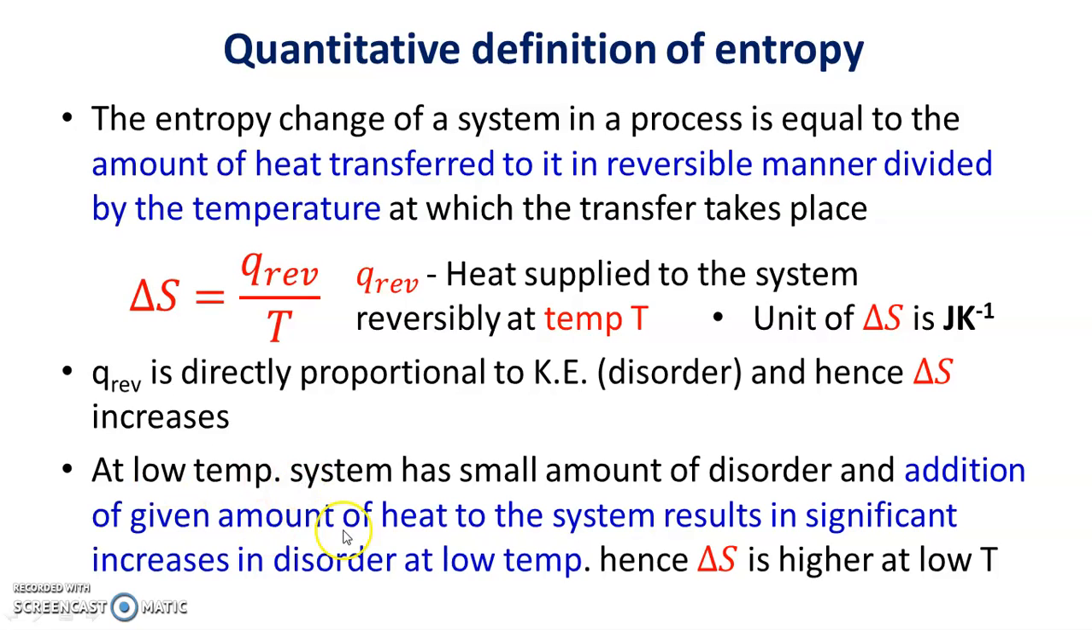In the same manner, at low temperature there is marginal disorder or entropy, and when heat is supplied, there is a substantial increase in entropy at low temperature. On the other hand, at high temperature entropy is already very high, and if heat is supplied to the system, it will of course increase the entropy, but there will be only a marginal change. It is like that.